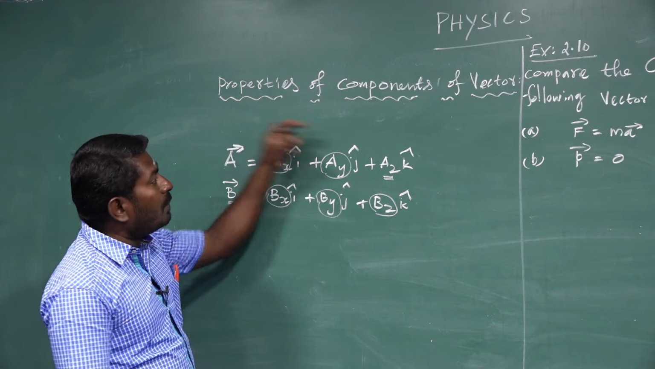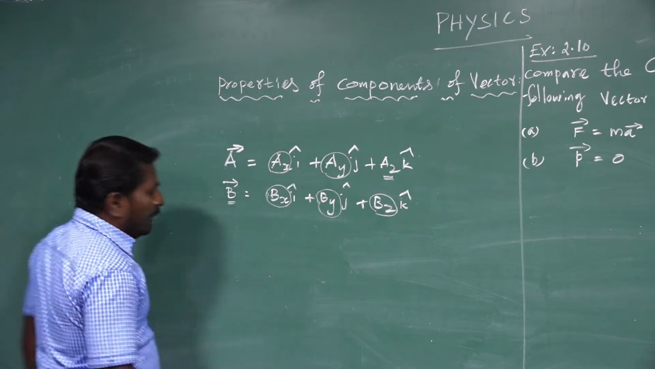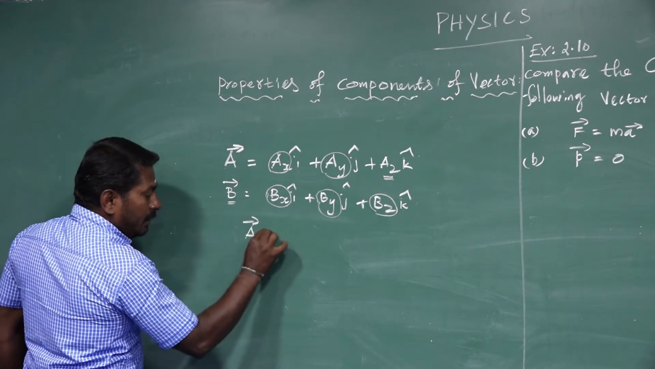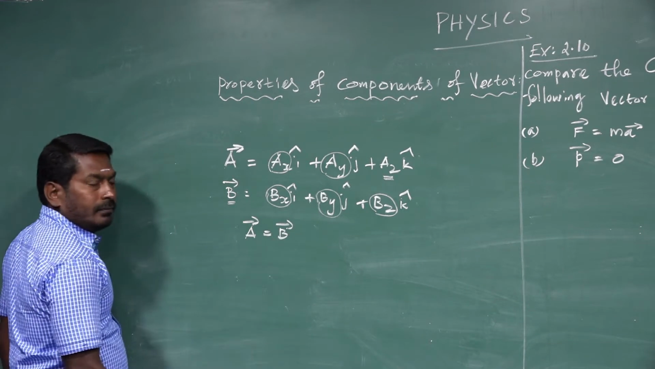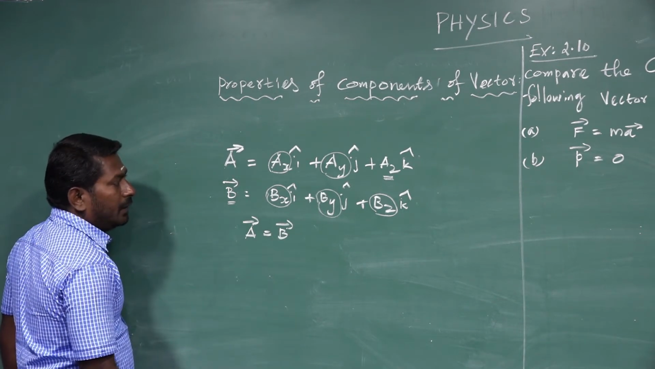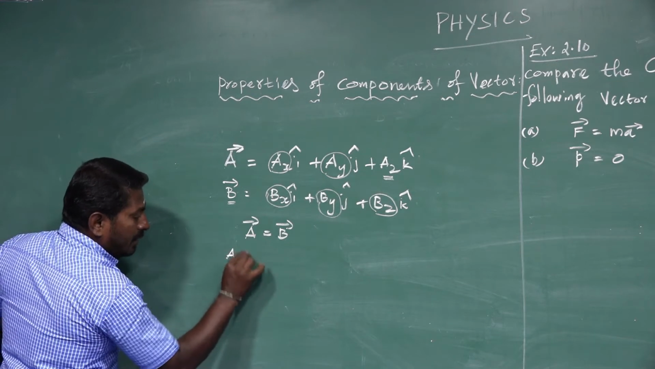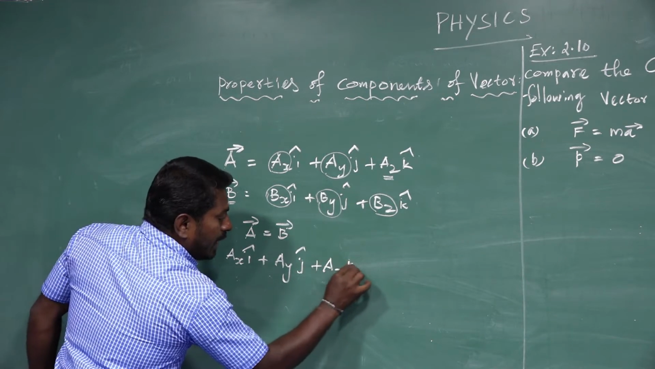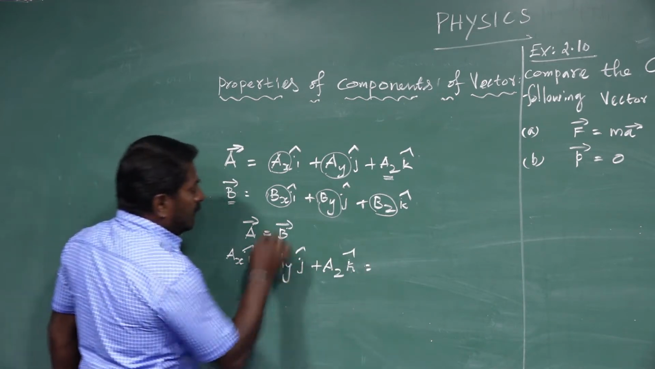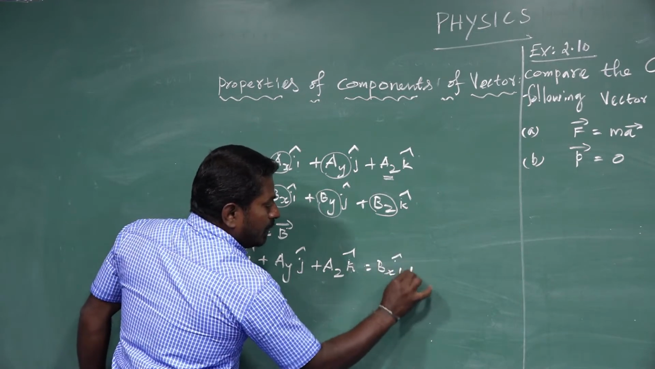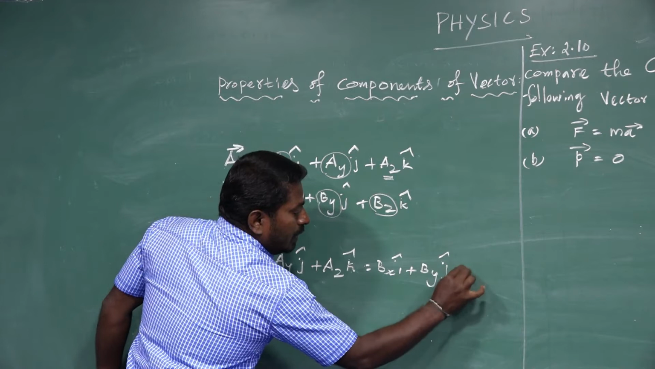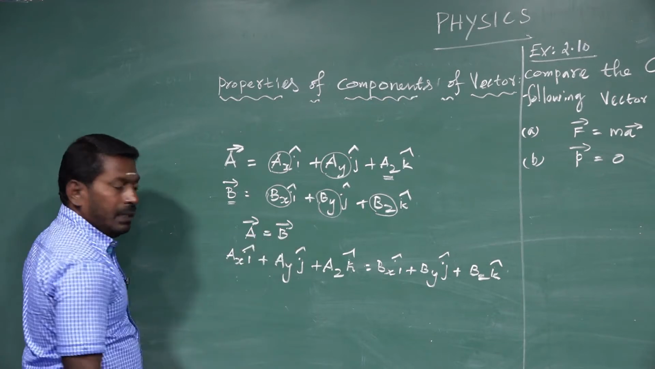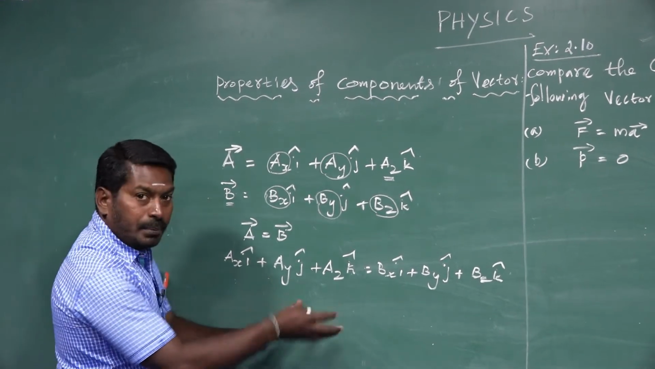Now we are going to see one of the properties of components of a vector. Let me assume A vector and B vector. A vector is equal to B vector. You write Ax i cap plus Ay j cap plus Az k cap, which is equal to Bx i cap plus By j cap plus Bz k cap. If A vector is equal to B vector, then corresponding components are equal.